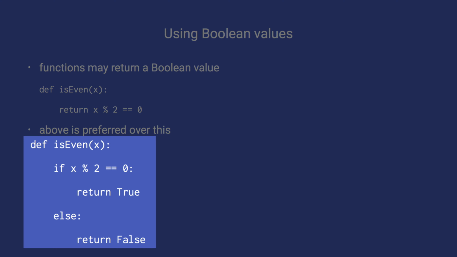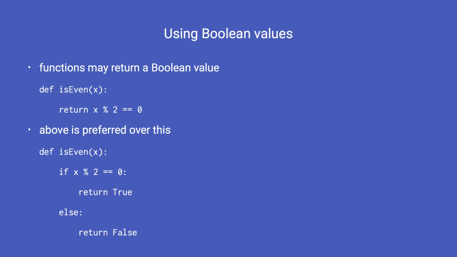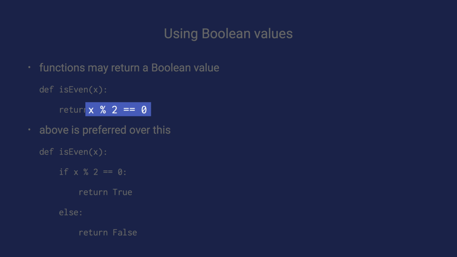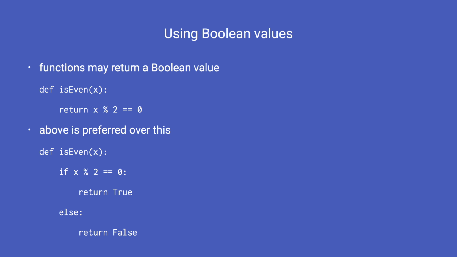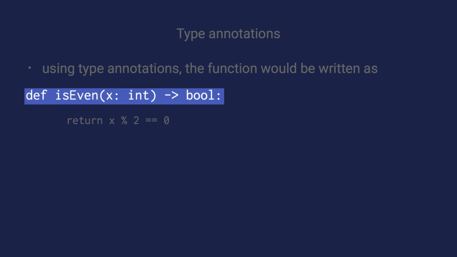Beginners often write it using an if statement. Both will work, but the first version is more concise and is preferred. Since the result of the expression x % 2 == 0 is of type bool, the function returns either True or False. Using type annotations, we would write it like this. The names of the types are int and bool, so we use those to indicate the type of the parameter and the type of the return value.